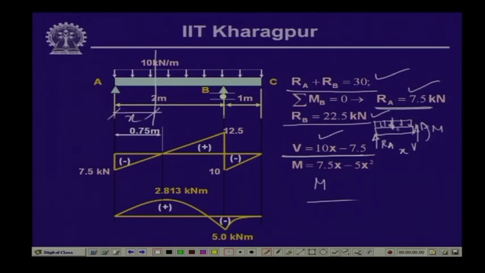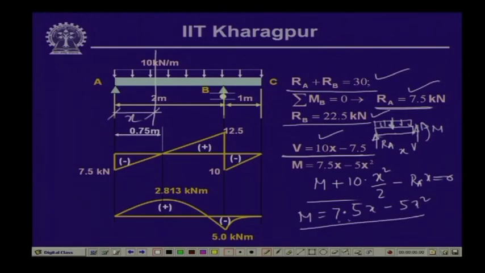The load gives a moment in an anticlockwise direction if we take the moment with respect to this point. So, M plus 10, this is x and this distance is x by 2. So, 10 x square by 2 minus R A into x equals 0. This gives us M equals R A into x, R A is 7.5. So, 7.5 into x minus 5 x square. This is the expression for the bending moment, which is indicated over here.